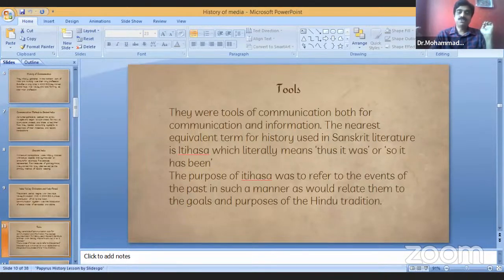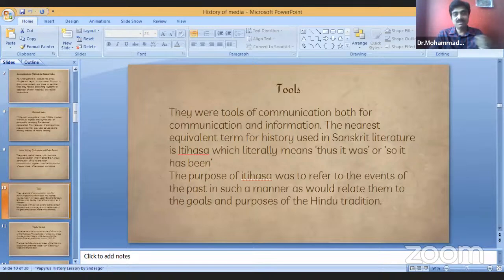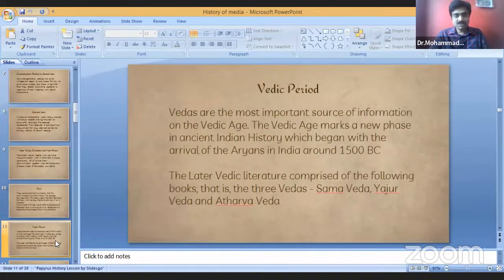The purpose of itihasa was to refer to the events of the past in such a manner as would relate them to the goals and purpose of the Hindu tradition. They needed to carry on what kind of goals, cultures, activities, rituals and traditions the Hindu tradition has, and put it forward to the next generation. That was inscribed on palm leaves, circulated and carried forward to the next generation. That is how the initial tools of communication developed.